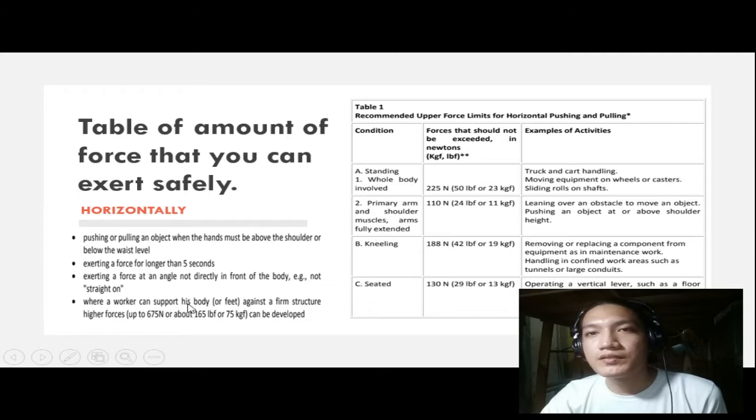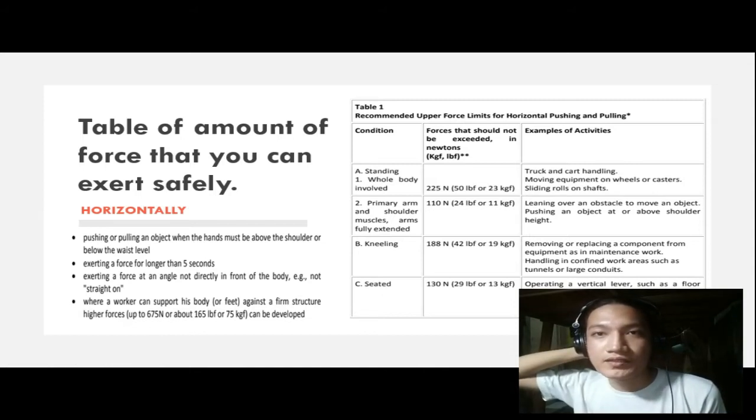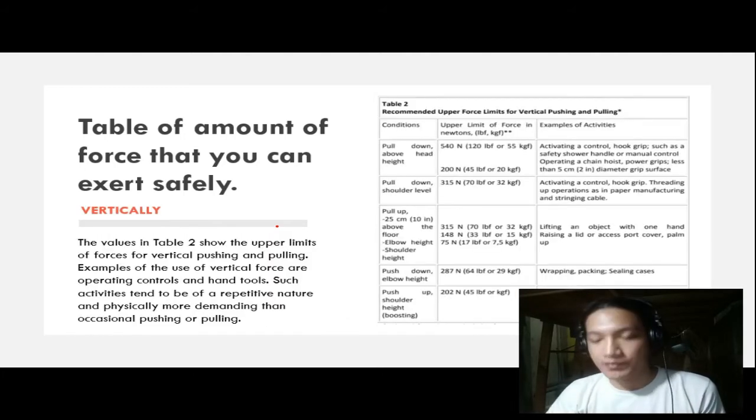When a worker can support his body or feet against a firm structure, higher forces up to 675 newtons or 165 pound-force or kilogram force 75 can be developed. So, halimbawa, kung may tukod ka, nagtulak ka. Iba yung force na mabibigay mo kung may tukod ka dito sa paa. Kung may tukod ka dyan, mas mataas yung force na mabibigay mo.